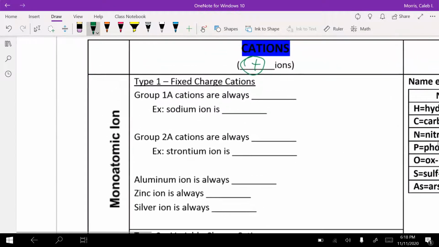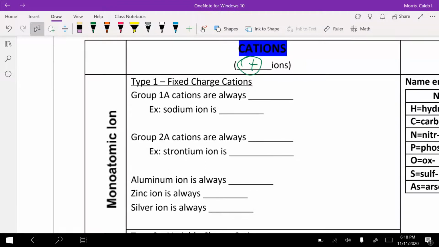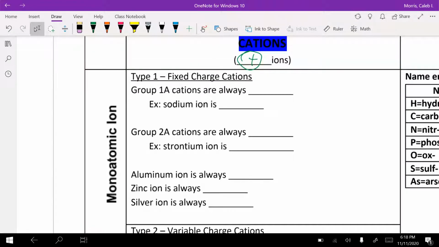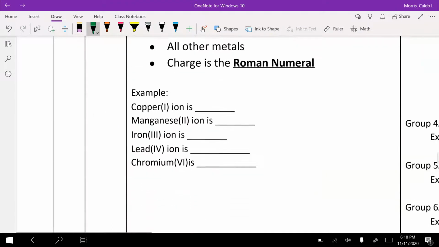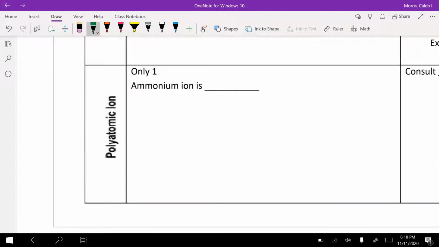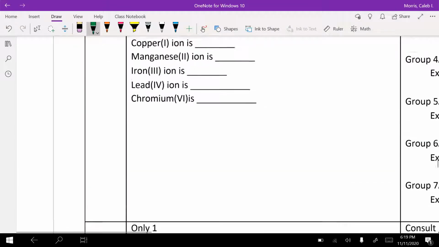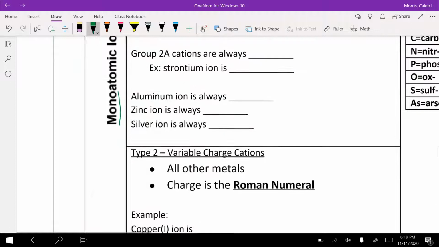So cations, we've got two basic types. We've got monatomic cations. That means there's only one atom. Mono means one. Monatomic ion means one atom or one type of atom. And then we have polyatomic. Poly often means many, but in this case it just means more than one. So polyatomic means more than one type of atom. So it's at least two different elements involved in the positive side of the ion.